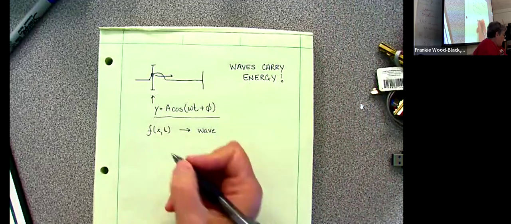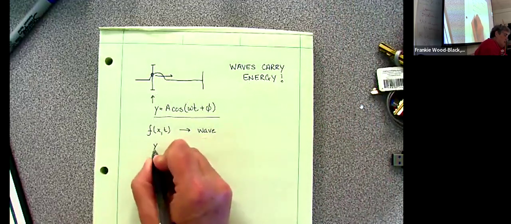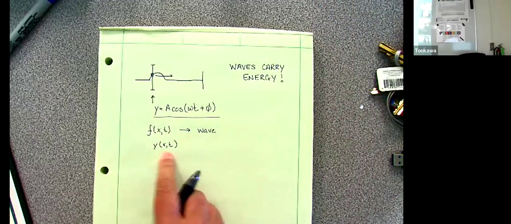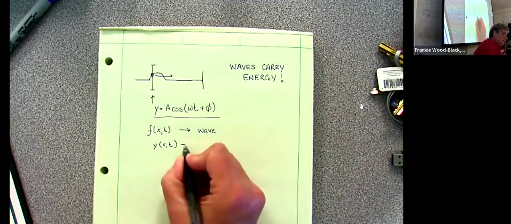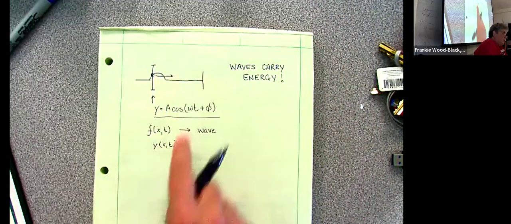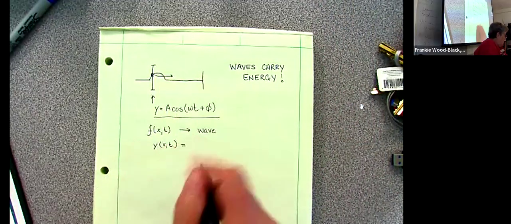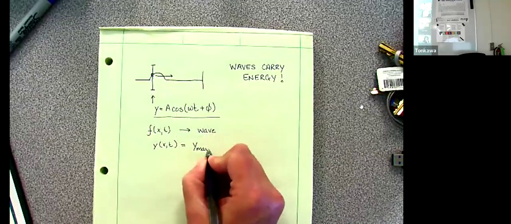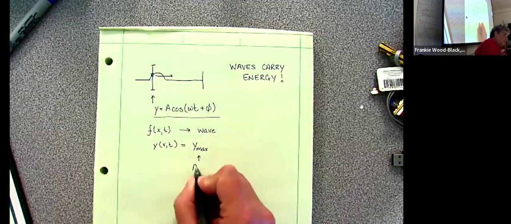So we're gonna have to have a function of that, and it turns out that we can actually do a function of position and time. Now as this wave moves through there, our wave equation is just gonna be Y max, which is also an amplitude.